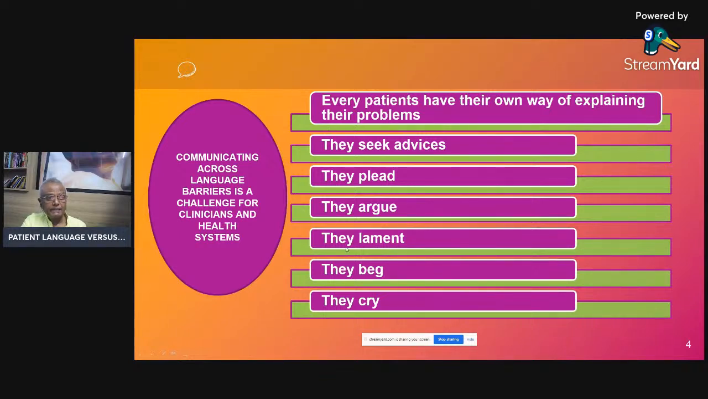And all the matters of pleading, arguing, lamenting, begging, crying, it expresses the individuality. So before the patient speaks, or while the patient is speaking, we have to look for how the patient is presenting his problem, in which way. Even if you don't understand the language, the way of presentation becomes very important. When you are observing silently, you are getting into the theme of the language in which the patient is communicating for you.